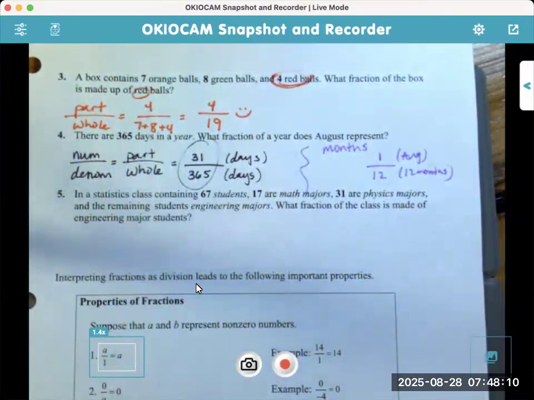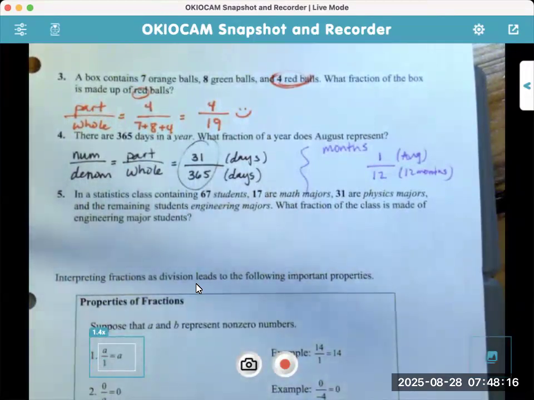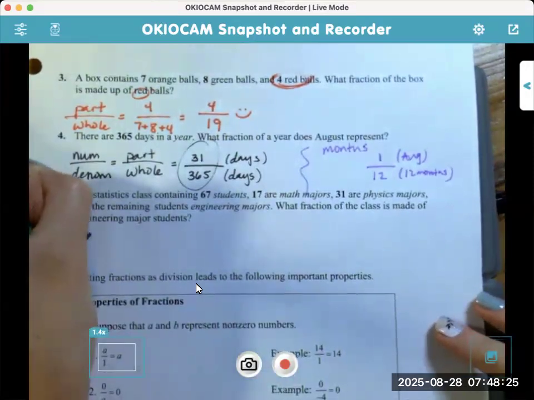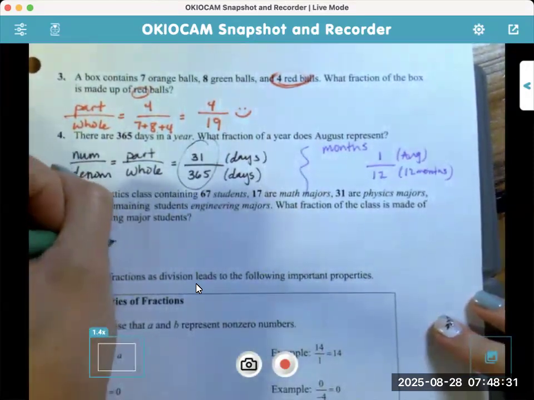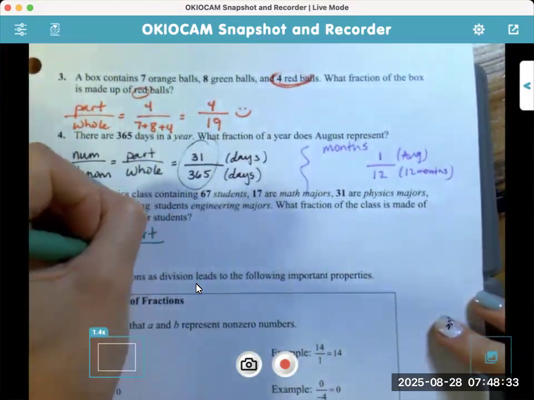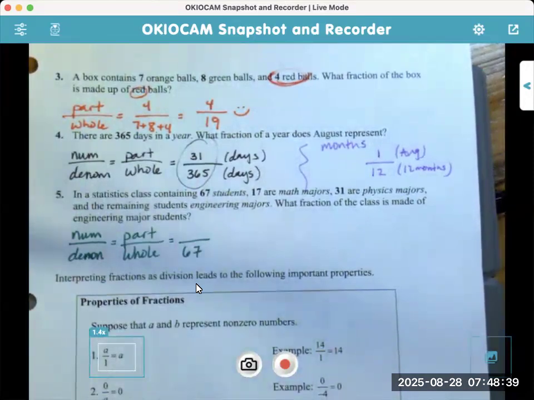For number 5, I want you to pause the video, try it on your own, and then play and come back when you're ready. So in statistics, a class containing 67 students. That's our total. So if we're thinking numerator over denominator, or part over a whole, the whole we were just told is 67. The class contains 67 students.